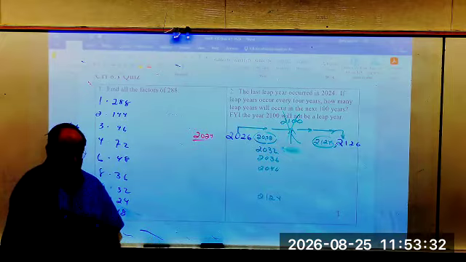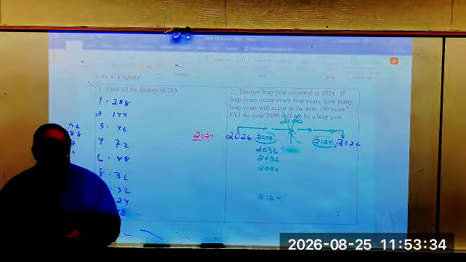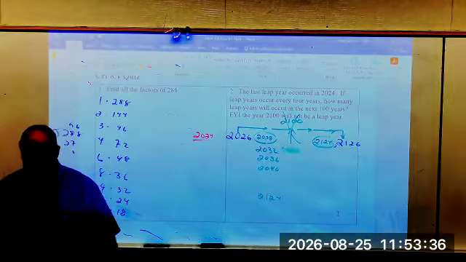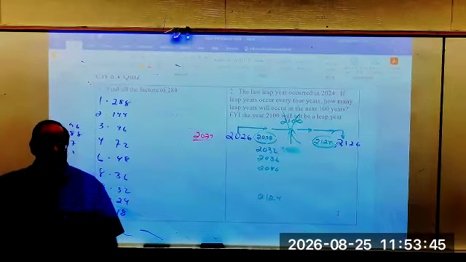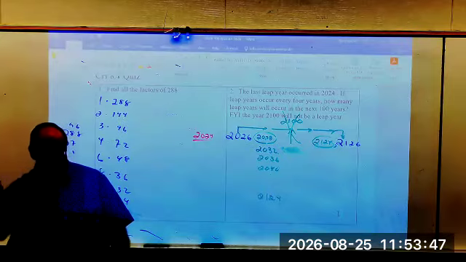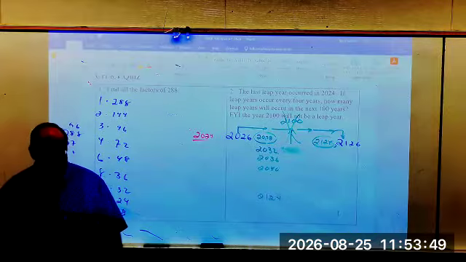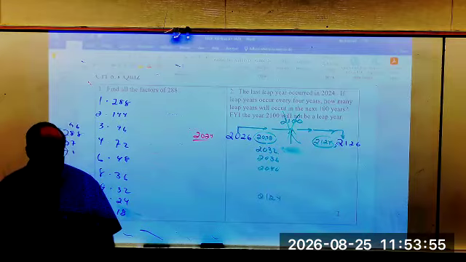Some people wrote them out. Some people got a little messed up when they went to like 2016 instead of 2000. Somewhere like 82, instead of putting 80, they put 82. They messed up in one of their increments of 4, so they miscounted. Some people stopped short. They didn't go all the way to 2124.